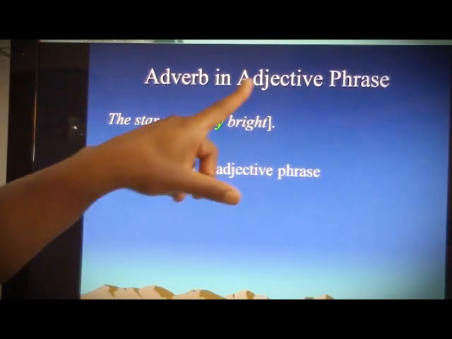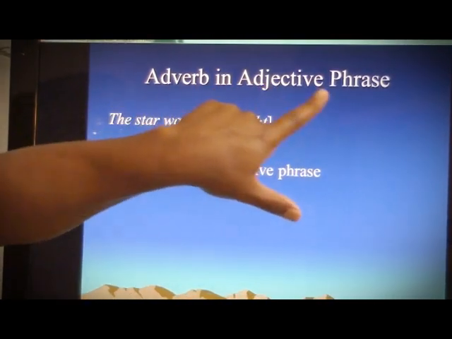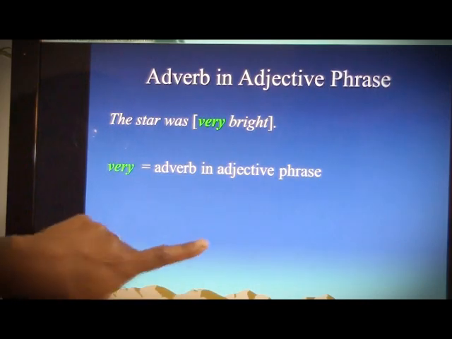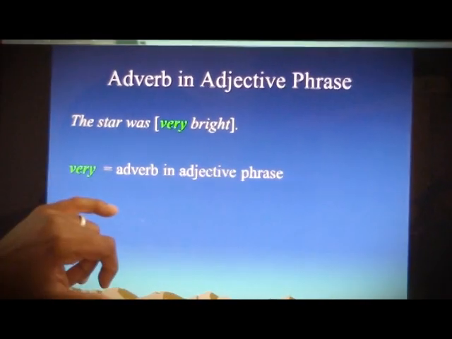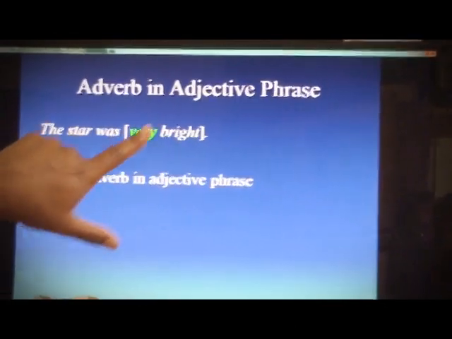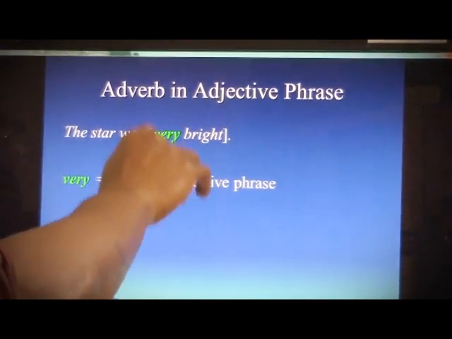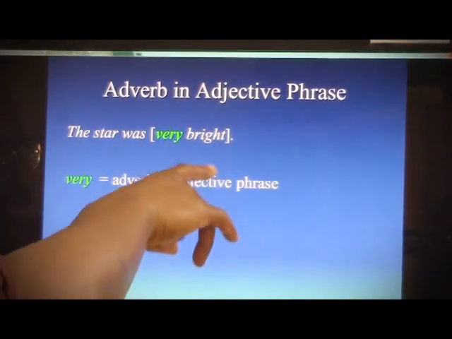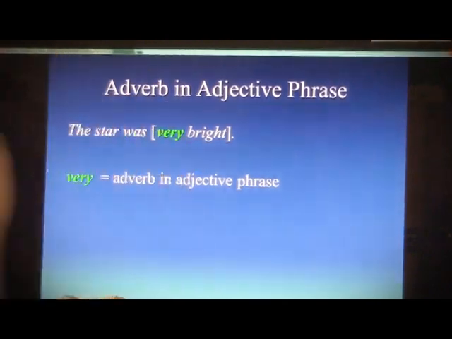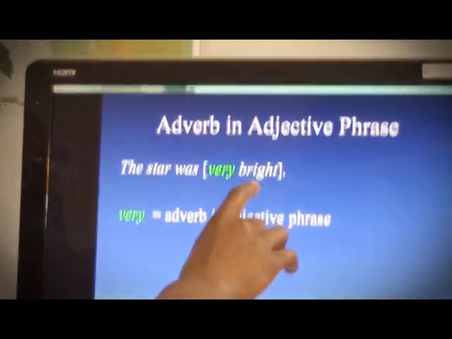Again, we can do the same thing. Well, we don't call them an adjectival phrase, it's an adverbial phrase. Yes, I made another mistake. The star was very bright. This very bright tells me what kind of star it is. And the very modifies the adjective, right? So the adverb, I'm sorry, I was right. I'm always right. I forget I'm always right. The adverb is modifying the adjective.